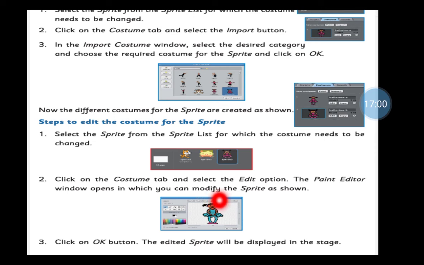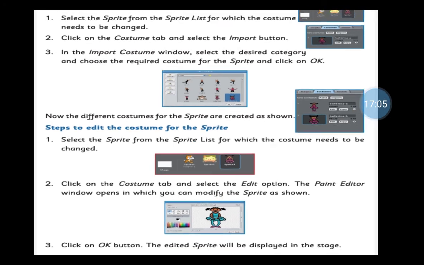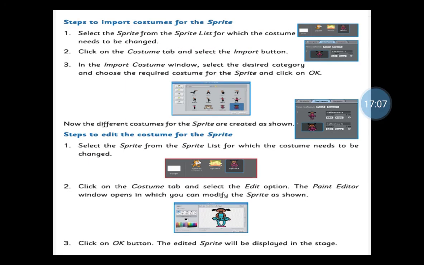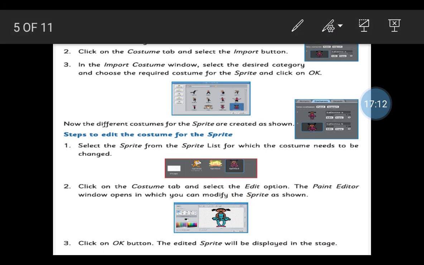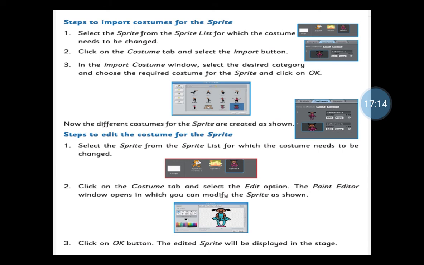Then after selecting the color, you have to click on the OK button. The edited sprite will be displayed in the stage. After doing this, you just click on the OK button. Then this blue color sprite will come in the stage area.